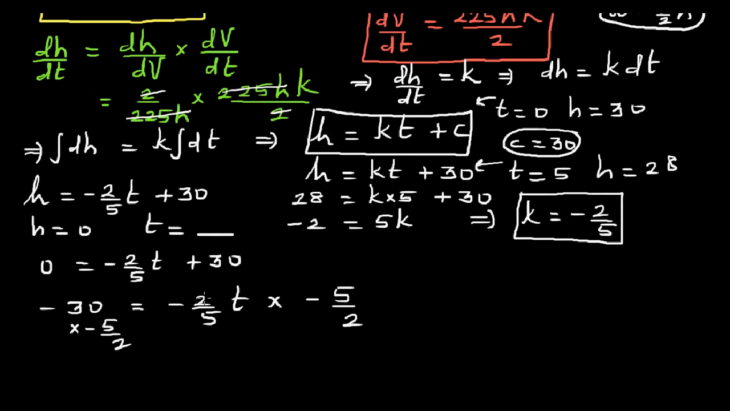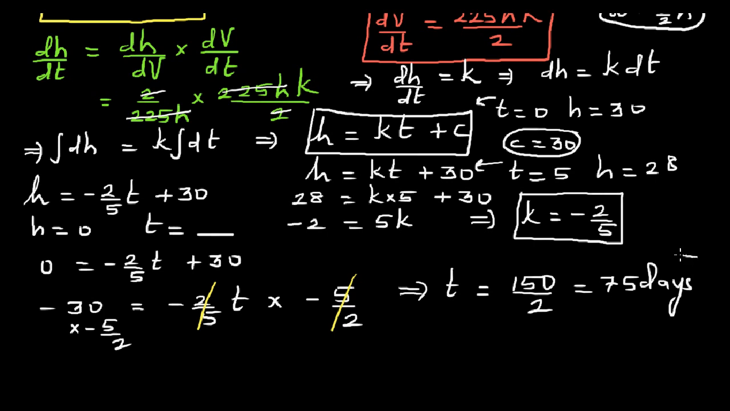So this cancels with this. So now we can say this implies t is equal to how much? This is going to be plus 150 divided by 2, which is 75 days. So in other words, after 75 days, the height is going to be 0, or the complete water is going to be evaporated.